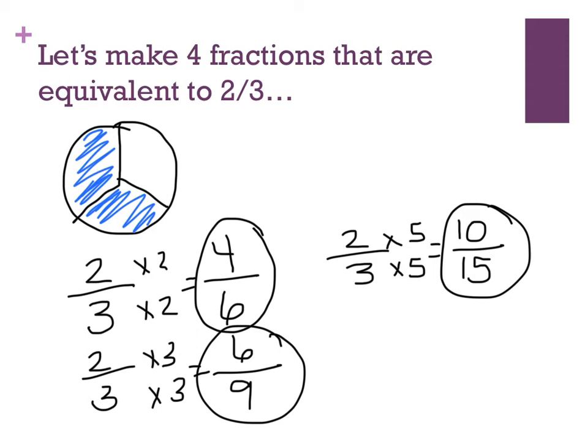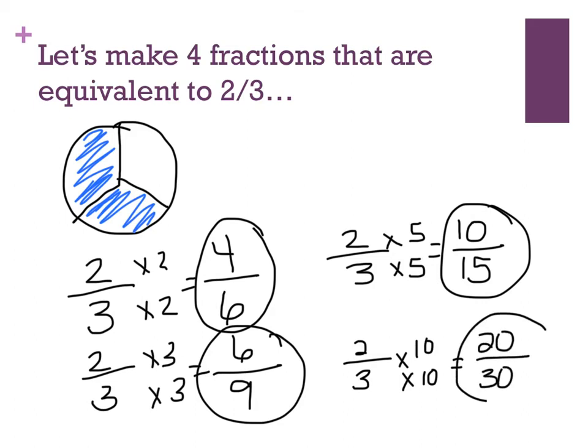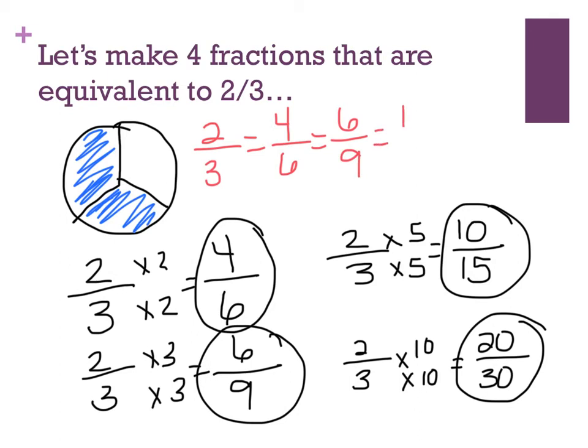And since I'm really good at my tens facts, I'm going to go ahead and say that in my 2/3, I cut each piece into 10 tiny little pieces, giving me 20/30. And 20/30 is equal to 2/3. So 2/3 is the same as 4/6, which is also the same as 6/9, and 10/15, and finally 20/30.